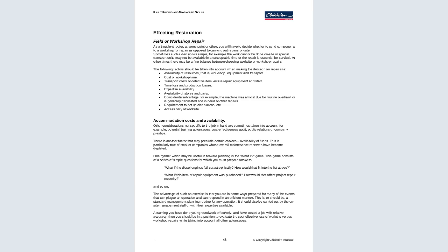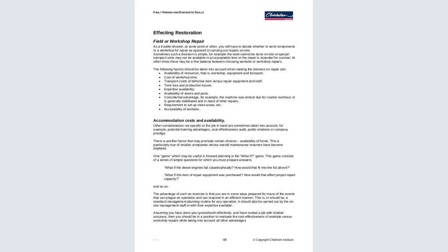Checking restoration. Now after you have already checked, you troubleshot and found a problem, what do you do? You have to restore. That is now called the field or workshop repair. So that process is done by a troubleshooter. At some point or other, you will have to decide whether to send components to the workshop for repair as opposed to carrying out repairs on site.